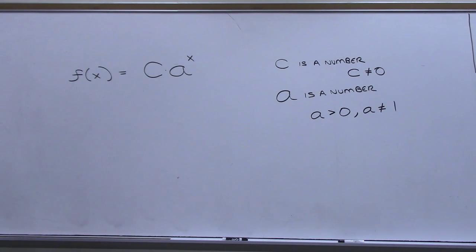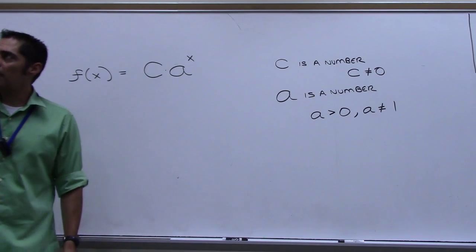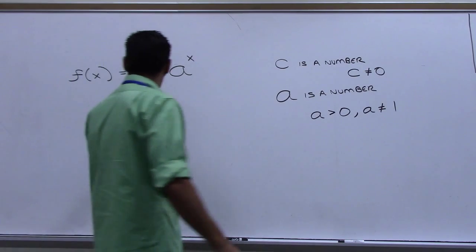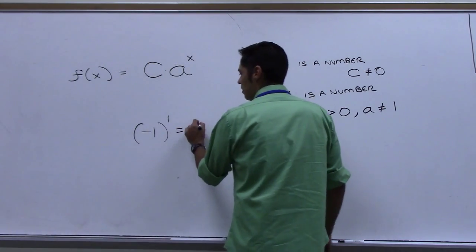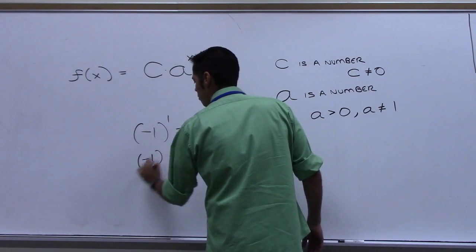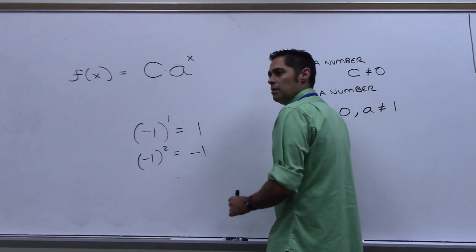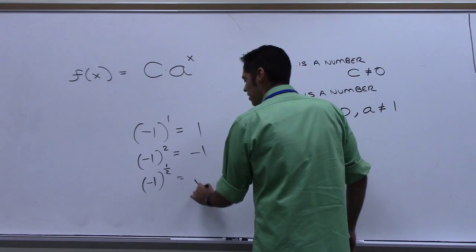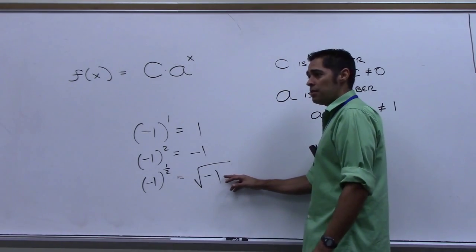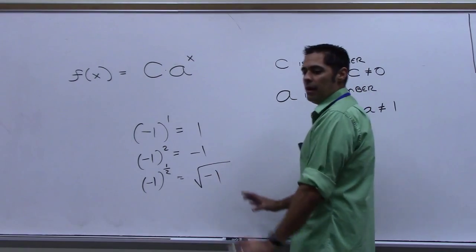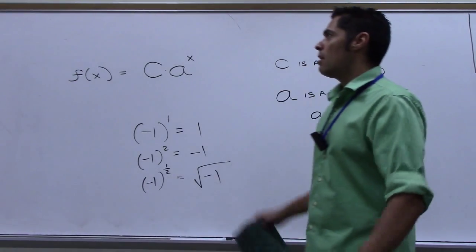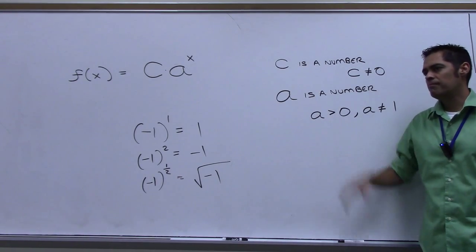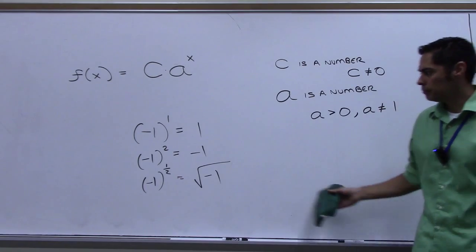Because when you raise negative numbers to powers, weird things happen. Think about it: what's -1 to the first power? Well, that's -1. But what's -1 squared? Well, that's 1. What's -1 to the 1/2? Well, that's the square root of -1, and that's an imaginary number. So things start getting really, really weird. And so we say, if we're going to talk about exponential functions, we are never going to allow our base to be negative, because it no longer falls into that category.